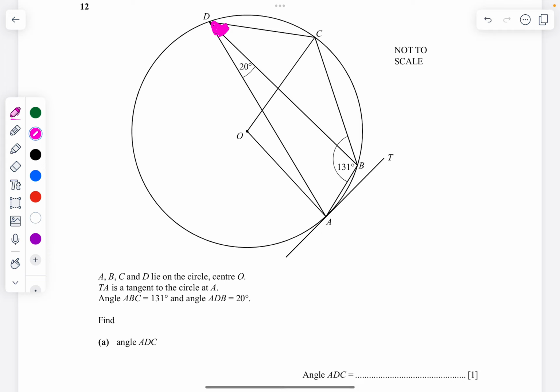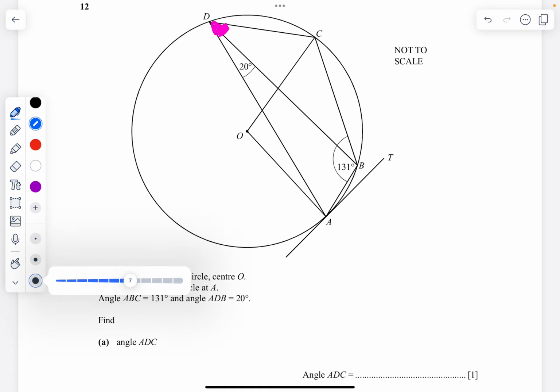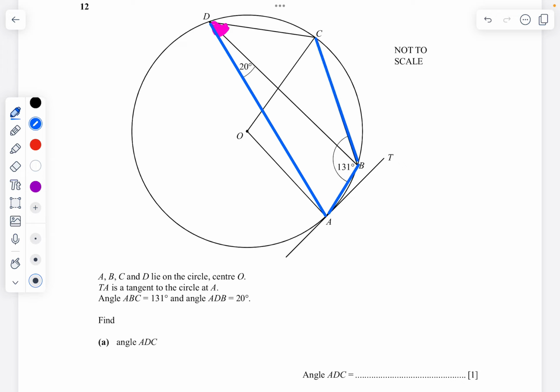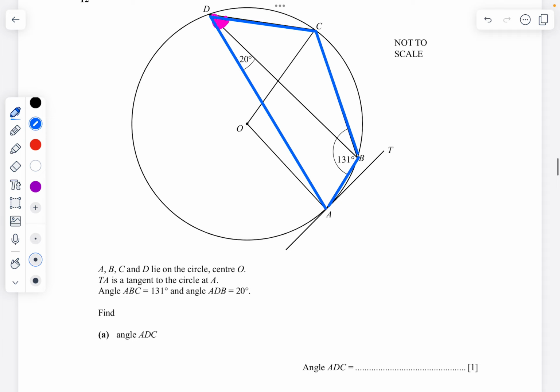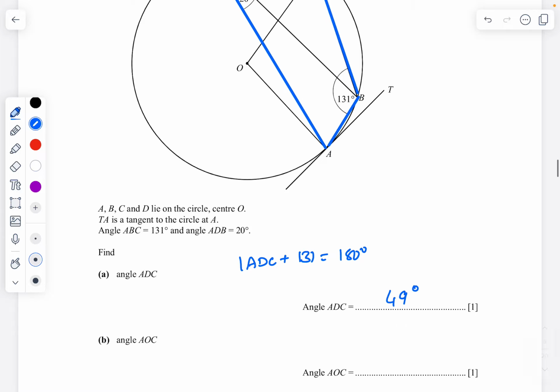We know that this is a cyclic quadrilateral. Let us draw it. The sum of opposite angles in a cyclic quadrilateral is 180 degrees. So what does it become? Angle ADC plus 131 equals 180 degrees because it is a cyclic quadrilateral. 180 minus 131 is 49 degrees. So angle ADC is 49 degrees.